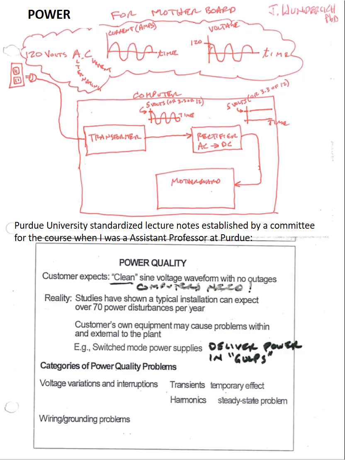The United States is 120 volts. It can be 110 or 115, depending where you're on the power grid. It can be typically 240-ish in other countries. And there's reasons for that.